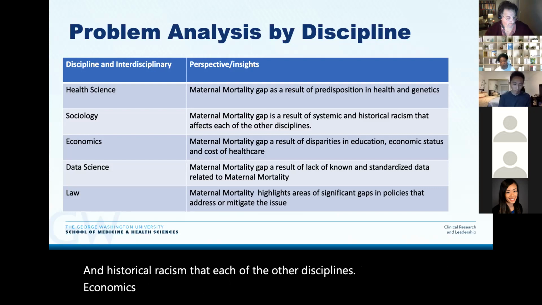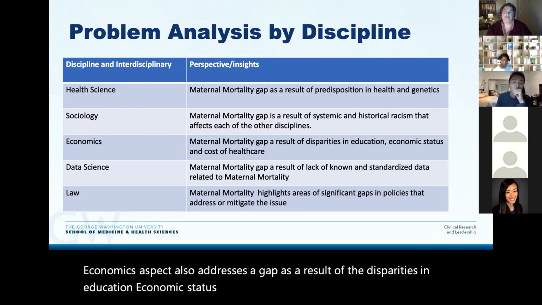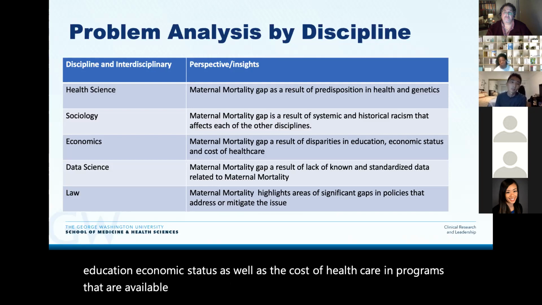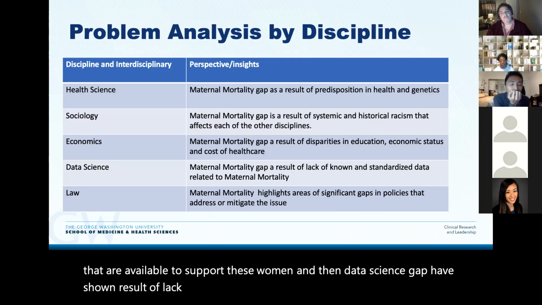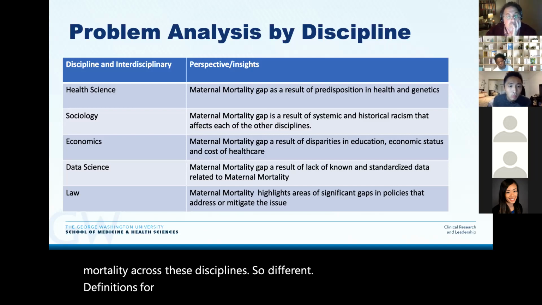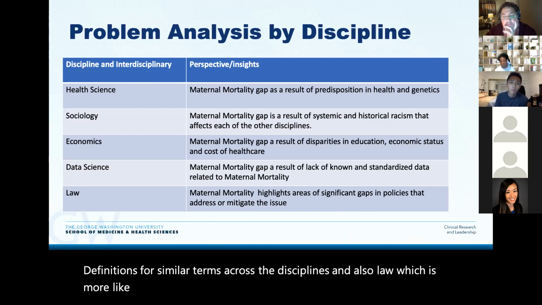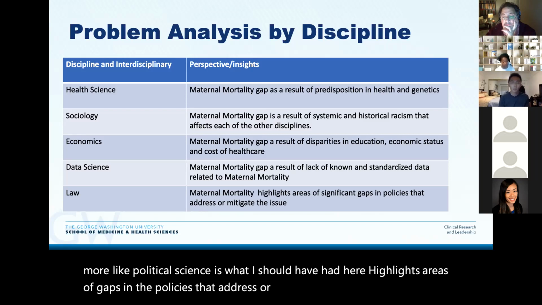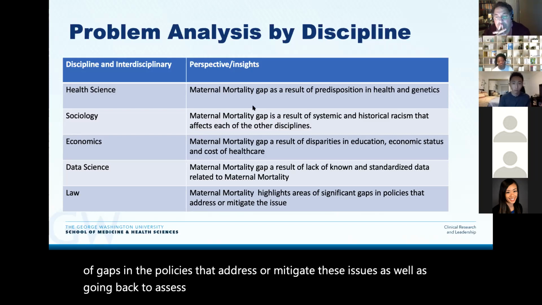The economics aspect also addresses the gap as a result of the disparities in education, economic status, as well as the cost of healthcare and programs that are available to support these women. And then data science has shown the result of lack of known and standardized data related to maternal mortality across these disciplines, so different definitions for similar terms across the disciplines. And also law, which is more like political science, is what I should have had here, highlights areas of gaps in the policies that address or mitigate these issues, as well as going back to assess how effective these policies are.